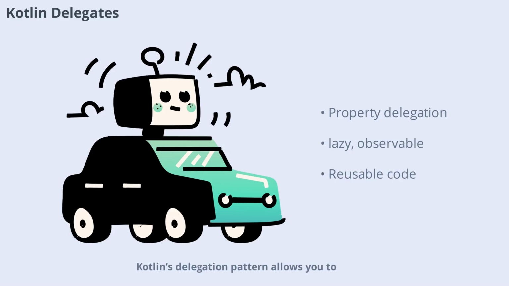Kotlin's delegation pattern allows you to delegate property access to another object. Interviewers may ask about standard delegates like lazy and observable. Mastering delegates helps you write more modular and reusable code.